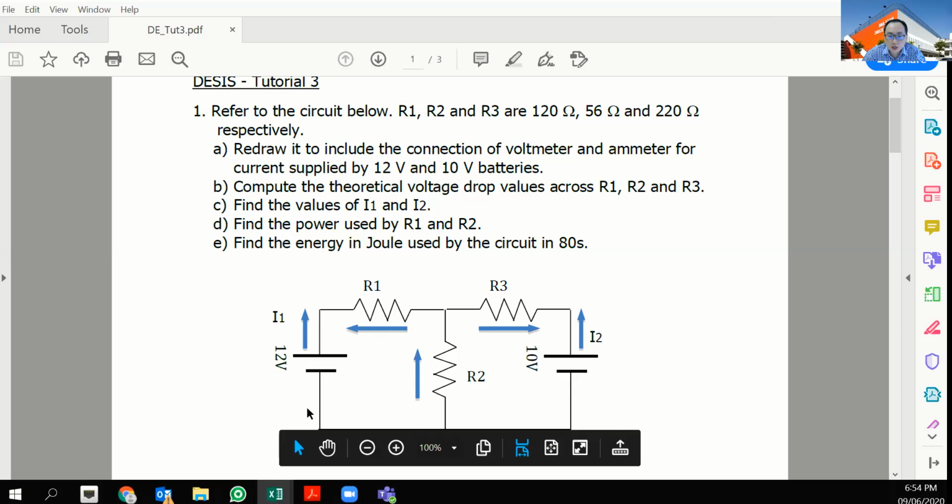Okay, so basically, you need to form the Kirchhoff voltage law on this side, on the left hand side of the circuit. Maybe I try to see if I can write something. Just a minute.